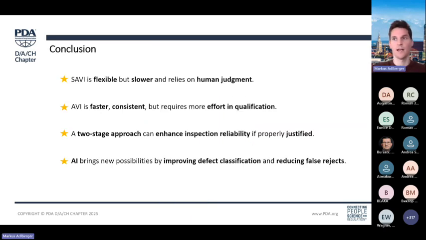Now I come to my last slide with my conclusion. Semi-automated inspection machines are flexible but slower and depend on human decision. Fully automated inspection methods are fast and consistent but require more effort in qualification. A two-stage approach can improve your inspection process if properly justified. And AI in visual inspection brings new possibilities and can improve defect classification and reduce false reject rates.